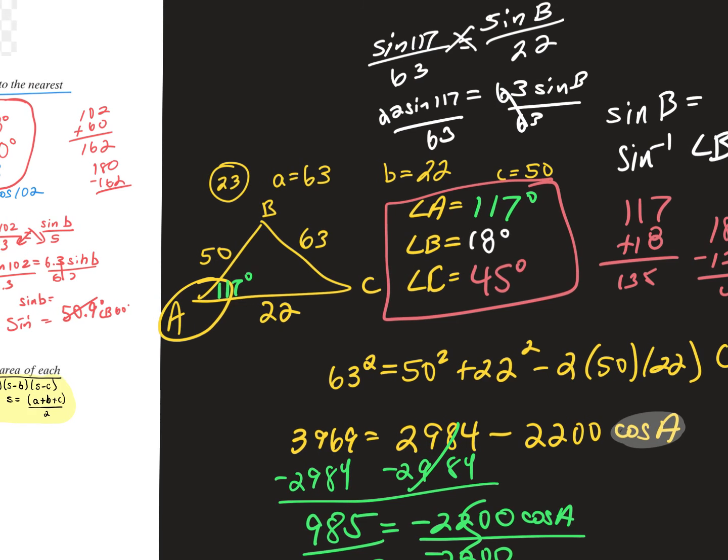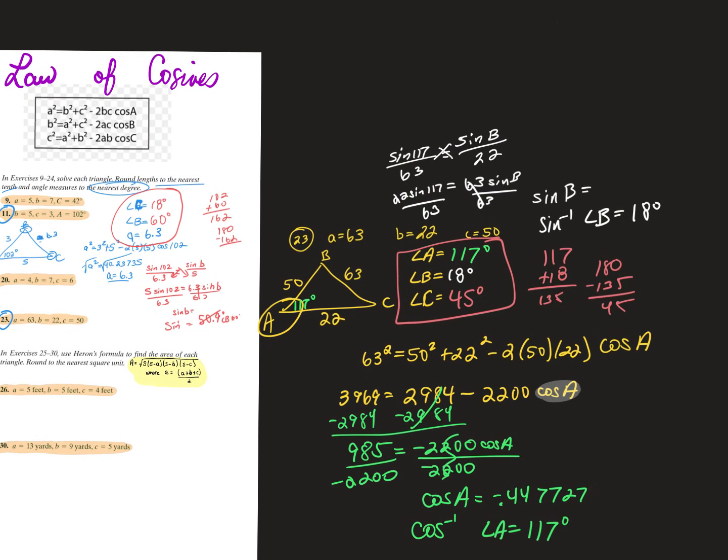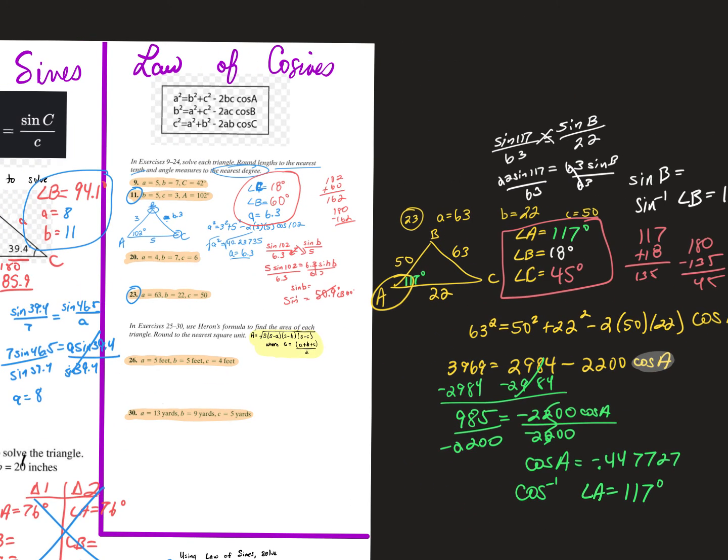Now let's compare our answers and make sure we didn't go in the wrong order and make a mistake. The biggest angle should be across from the longest side. So the biggest angle I see is 117. Is that across from 63? Yes. The smallest angle should be across from the smallest side. What is the smallest side? 22, which is across from B. What's angle B? 18. So we're good. That make sense? Yes, sir.